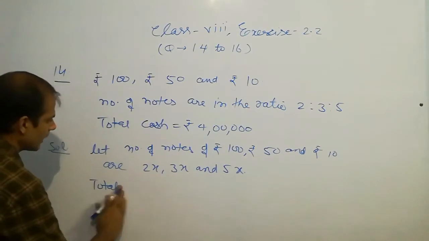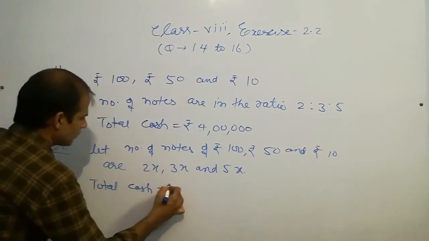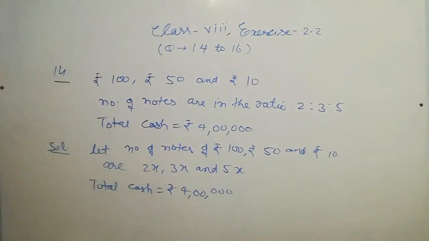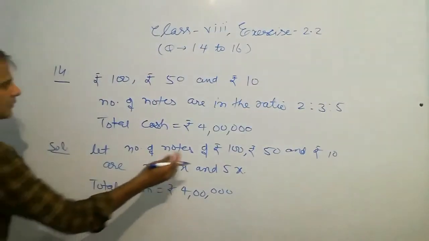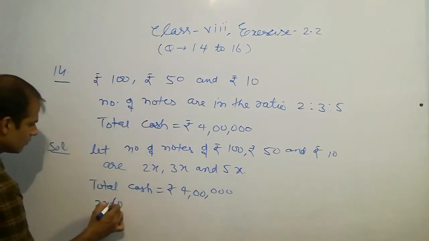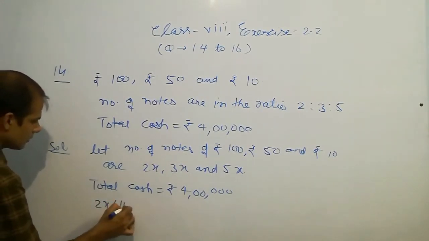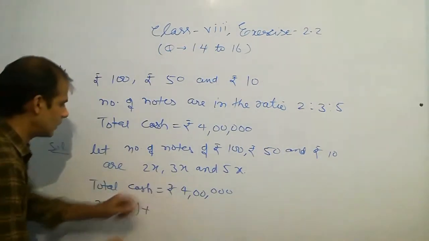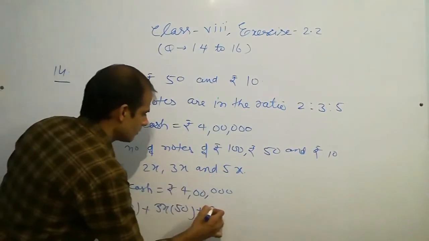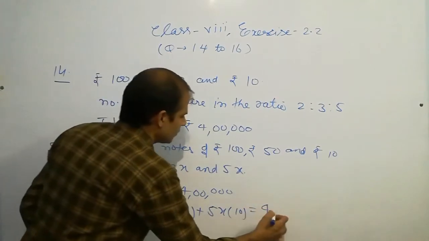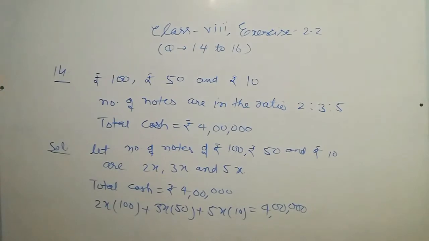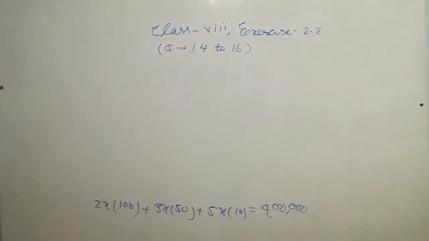Now total amount or total cash, you can write total cash is rupees 4 lakh. Hence what is the total cash? So multiply 100 by 2x, this one. So 2x into 100 plus 3x into 50 plus 5x into 10, and that is equal to 4 lakh. Alright students, now pause the video and write. I am going to solve this equation.